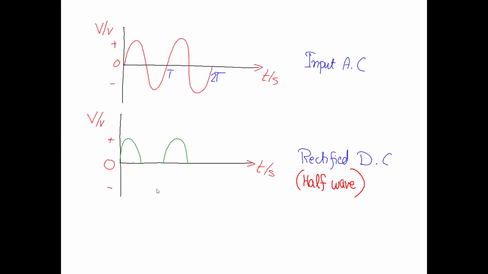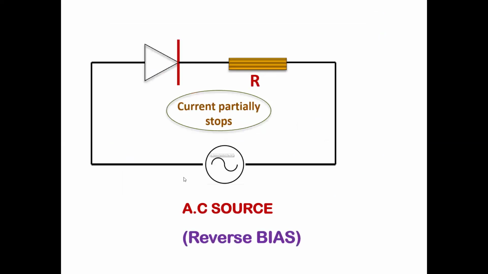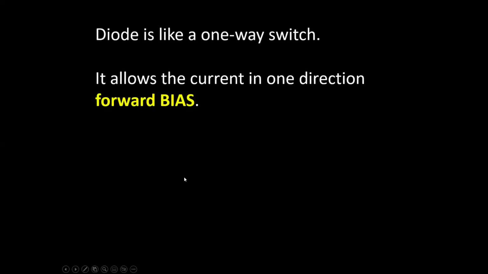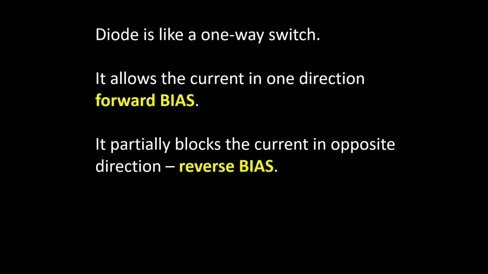If we make a connection back, what is the main function of a diode? The main function of a diode is a one-way switch. It allows the current in one direction and partially blocks the current in the opposite direction. So our idea was to use a diode as a one-way switch. It allows the current in one direction only.